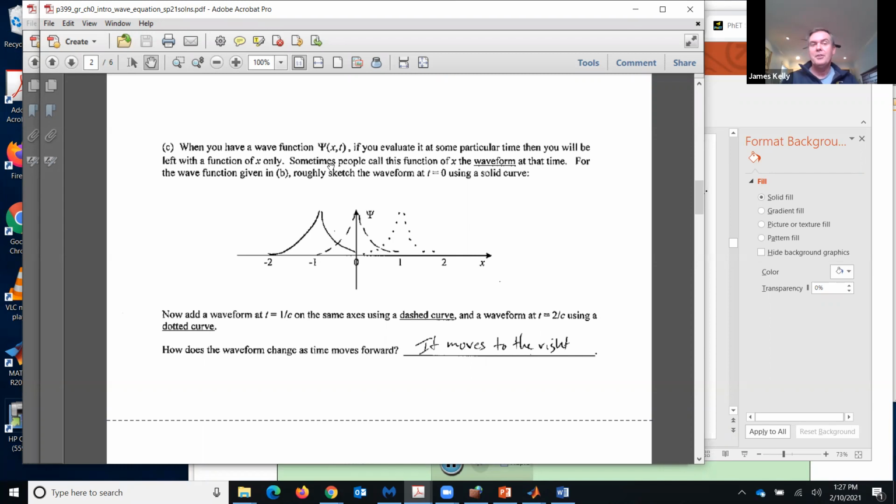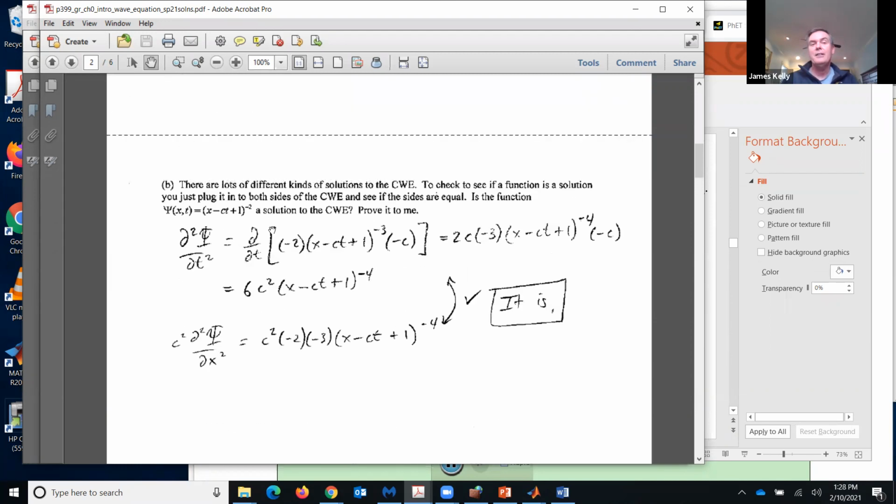The second part that we were supposed to do says, let's evaluate it at 3 different times. So I'm going to take that equation up here that we just showed satisfied the wave equation, and I'm going to evaluate it at t equals 0. That makes this middle part go away. So I get (x+1)^-2, or 1 over (x+1) squared. And we kind of know what that looks like. It's going to be centered at x equals -1.